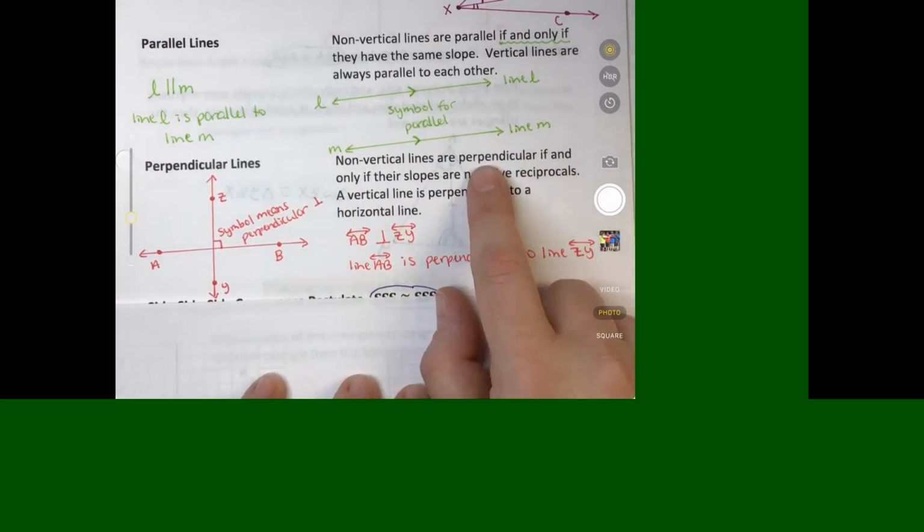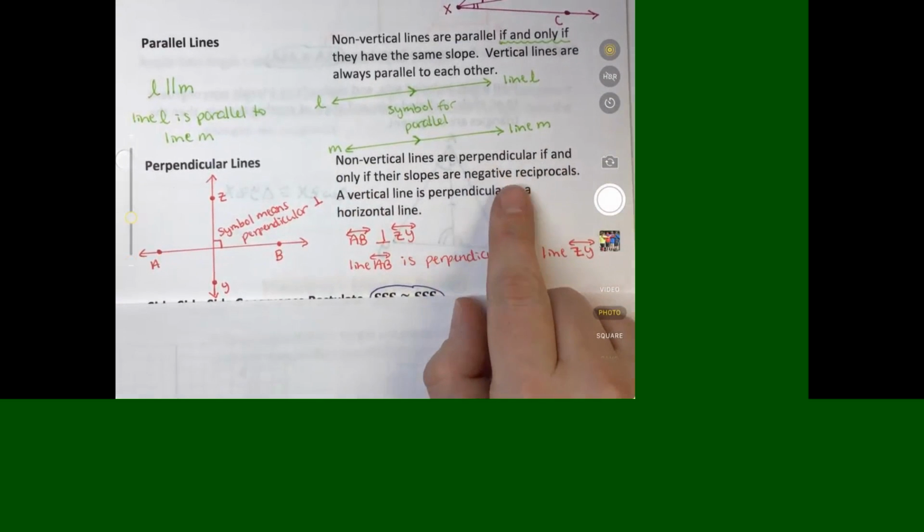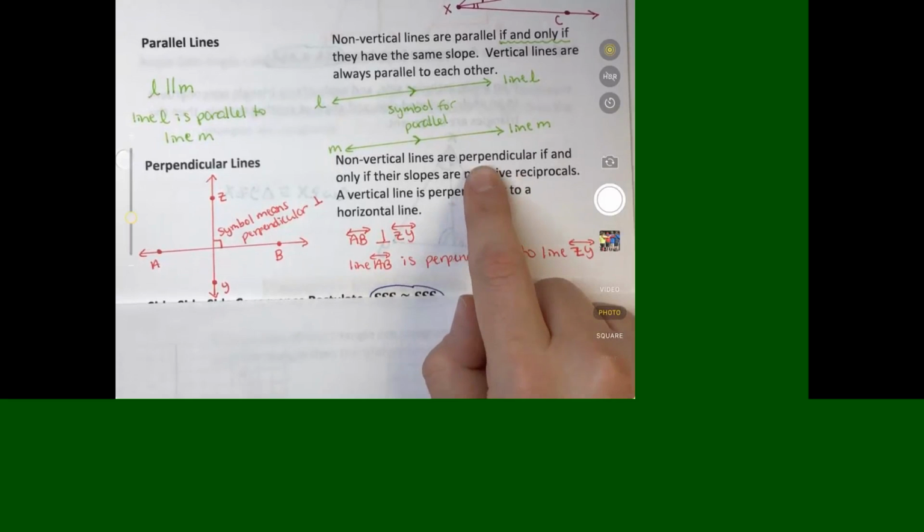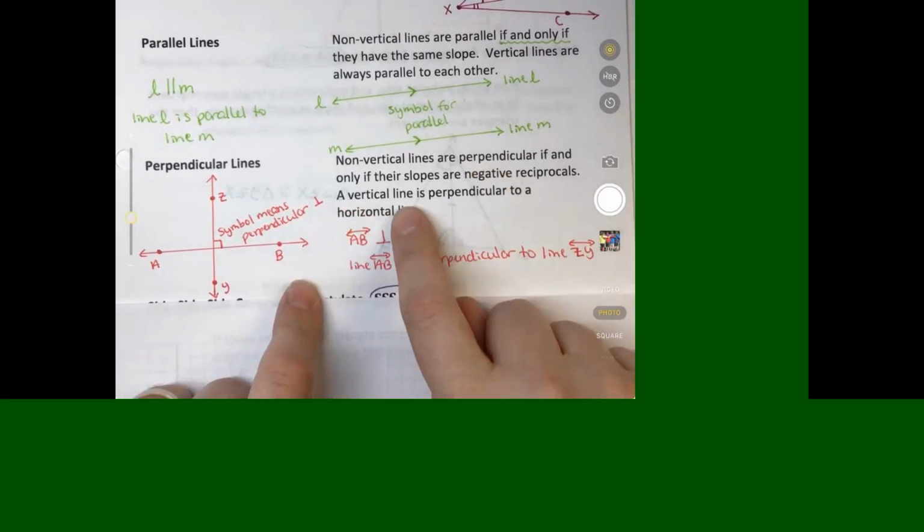So if you have two lines that you say are perpendicular, then I know for a fact that their slopes have to be opposite reciprocals. If I tell you that I have two slopes that are opposite reciprocals, then you know that they're perpendicular. It's a forwards and backwards relationship. All right, and a vertical line is perpendicular to a horizontal line.